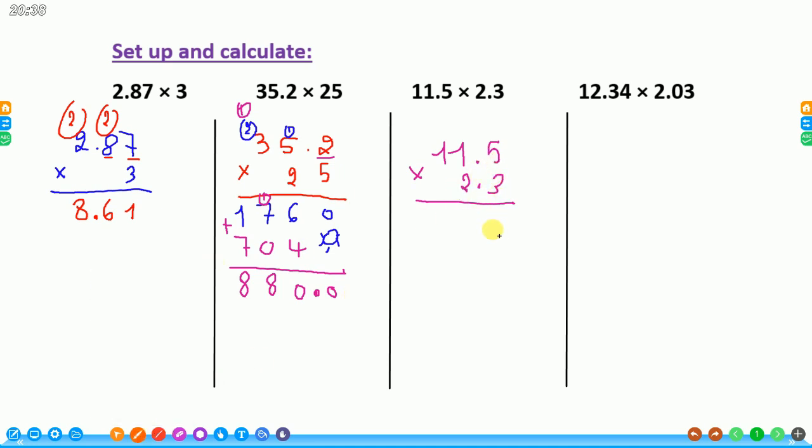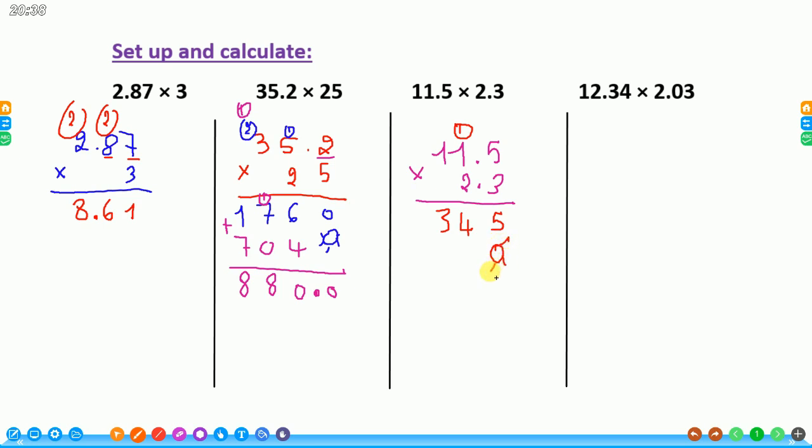3 times 5, 15. 5, I carry 1. 3 times 1, 3 plus 1, 4. And 3 times 1, 3. I put the 0 of the 20. So here we imagine as if the point doesn't exist. And here as if we are multiplying by 20.